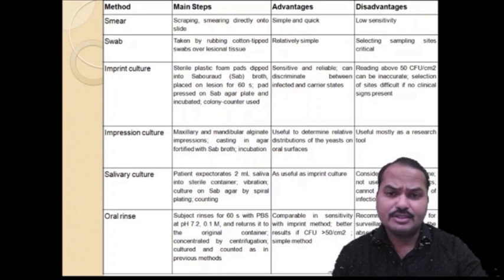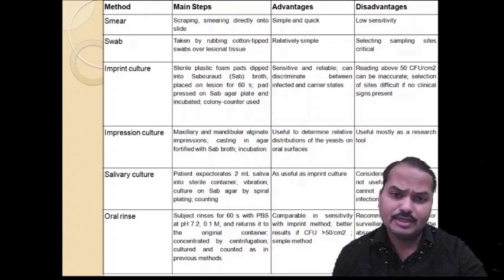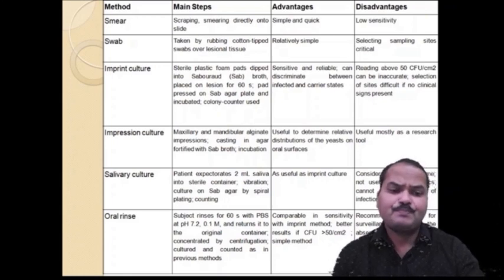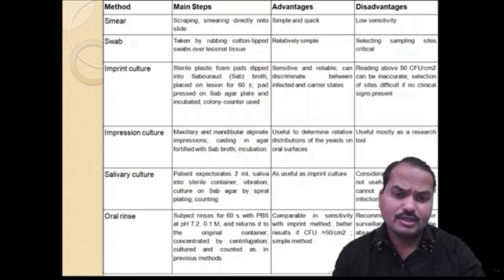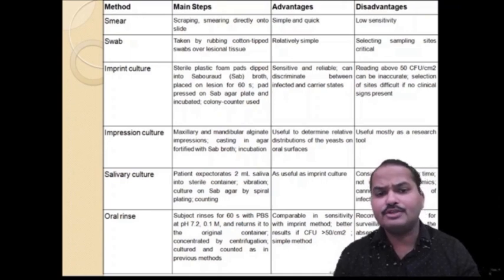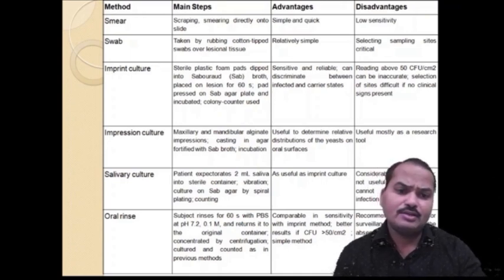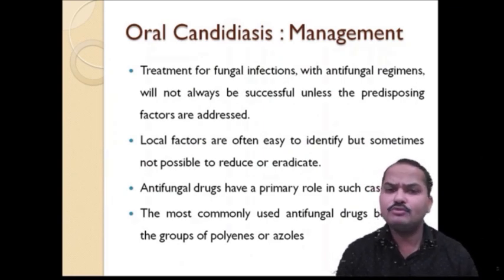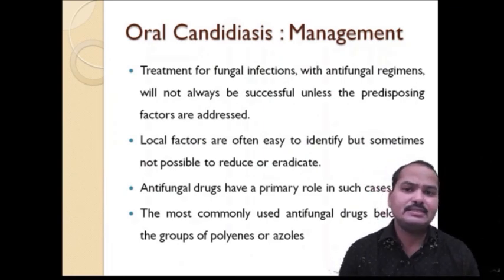So all these methods have been done for making and counting colonies of the candidal species or Candida, and based on these numbers pertaining to the candidal colonies, that is the colony forming units, if they are up to 400, then we can say that the Candida which is present in the oral cavity is pathogenic. Then we move on to the management of oral candidiasis.